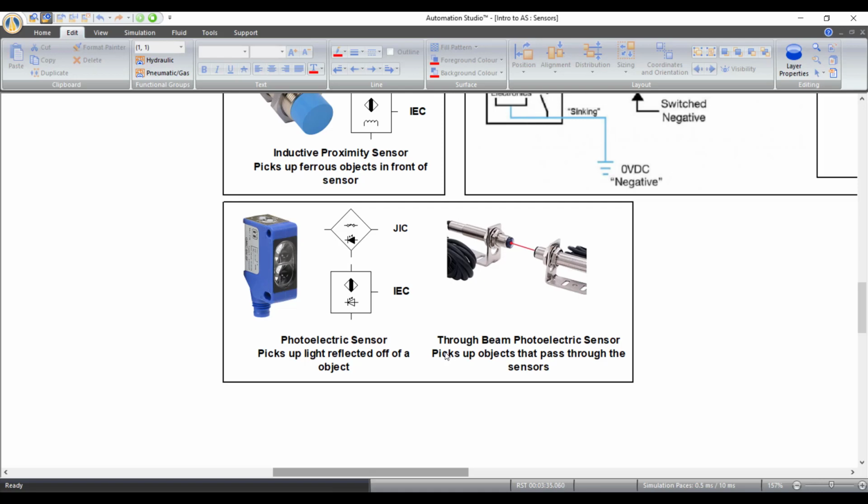And then also we have the through beam photoelectric sensors. This is basically picking up objects that break the beam of light in the center of them. So anything that passes through them would give an input to the machine saying, hey, something just passed through here.